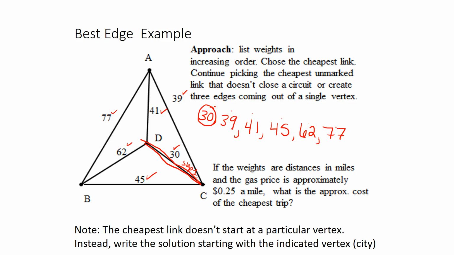So next is 39. It doesn't even have to be connected. I'm not going now from D anywhere. You're not starting anywhere. You're just picking the cheapest link. So 39, that's fine. I'm going to circle it because I'm going to include it. Now the next one's 41, but I don't want to use 41 because that will close my circuit too early. I'll have exactly this circuit right here, and I can't close the circuit too early, so no on that one. 45, again, I don't want 45 because that would be 3 edges.